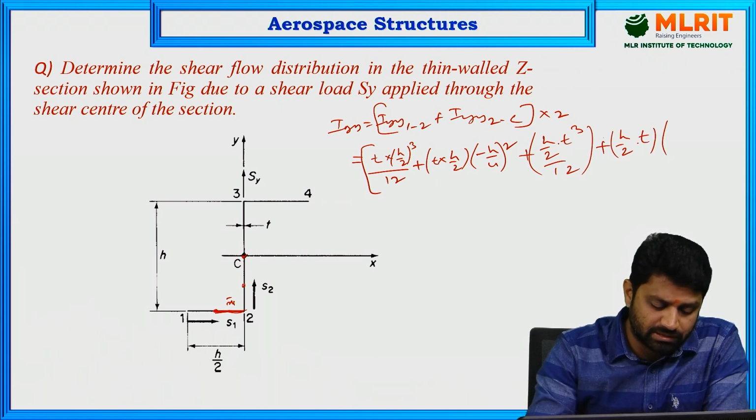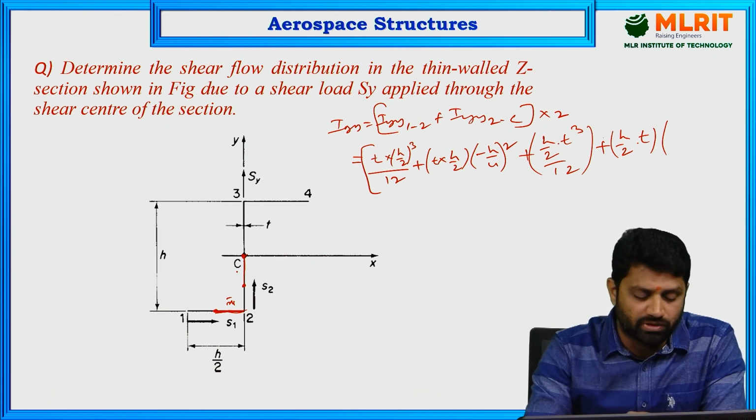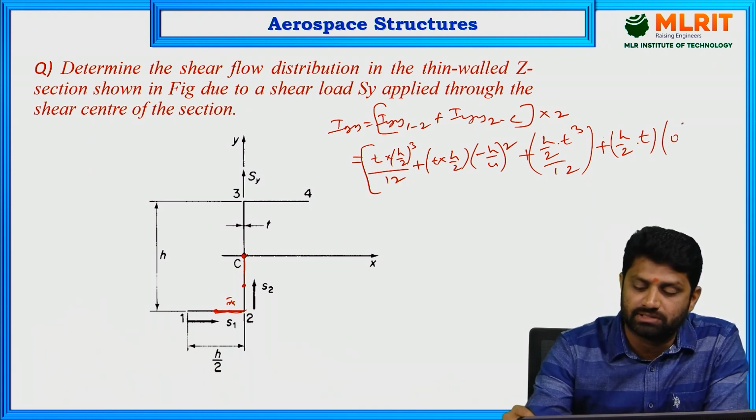X2 bar means this is the second figure centroid and this is the total figure centroid. There is no horizontal distance between these two. This is purely lying on the vertical plane, so there is no vertical distance. So you can substitute it as 0 and multiply by 2, that you should not forget.